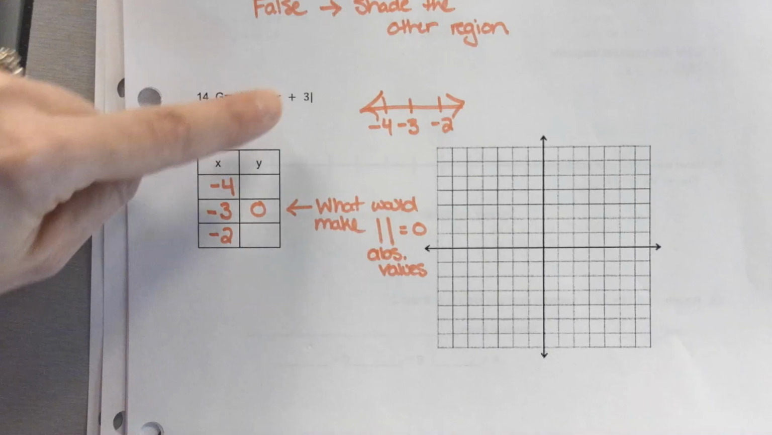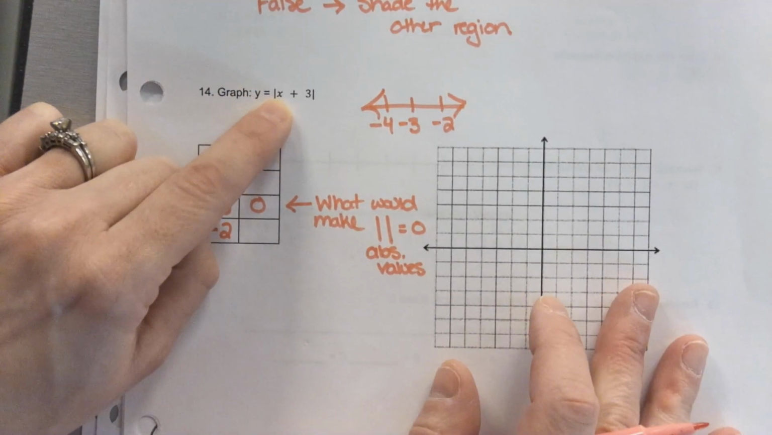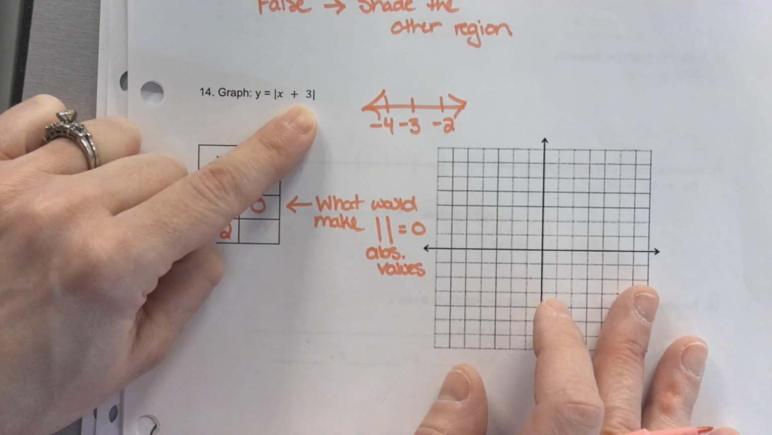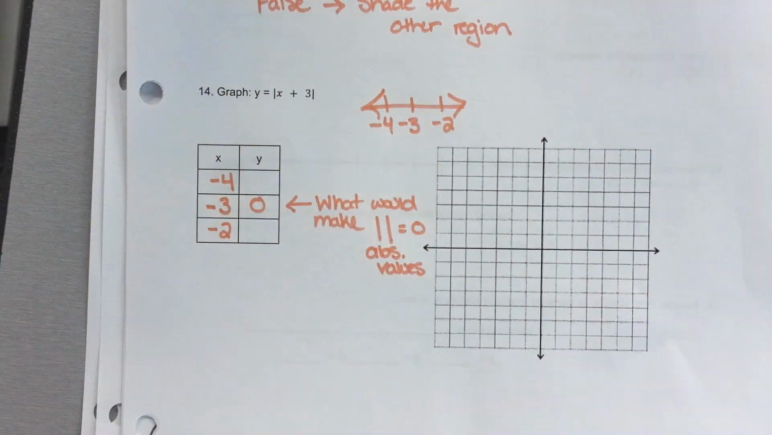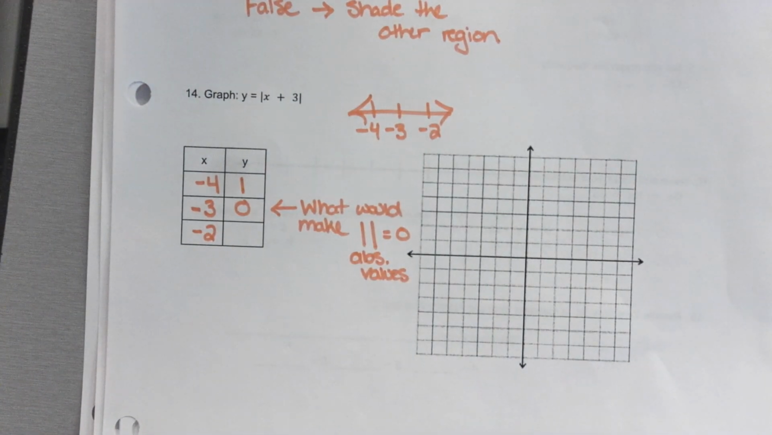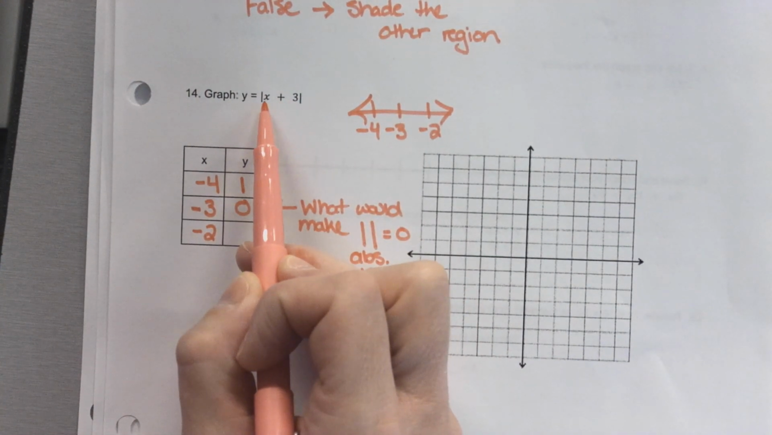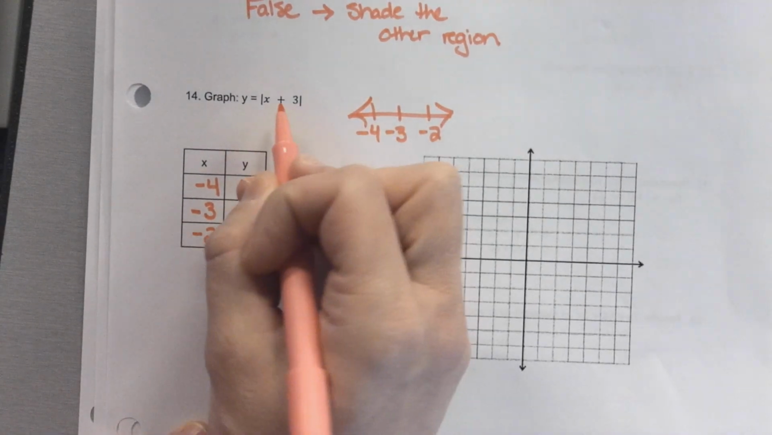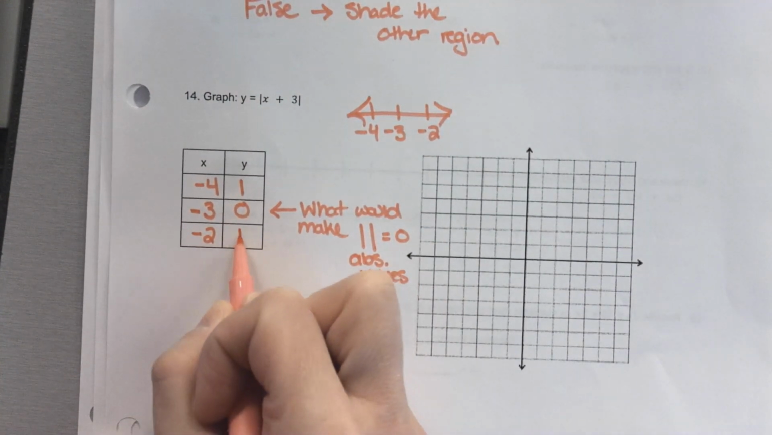Okay, let's plug them into the equation. If I plug in -4, what's -4 plus 3? -1. If I take the absolute value of -1, what is it? 1. Let's do -2 now. -2 plus 3 is what? Same as 3 minus 2. 1. And the absolute value of 1 is 1.